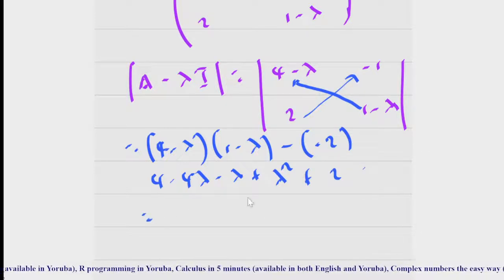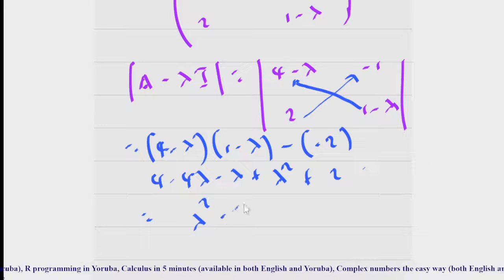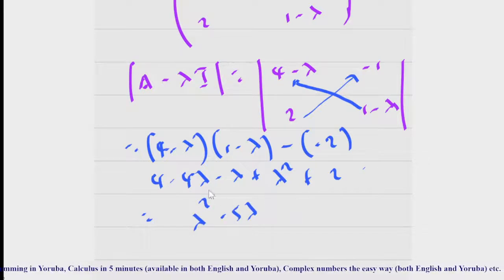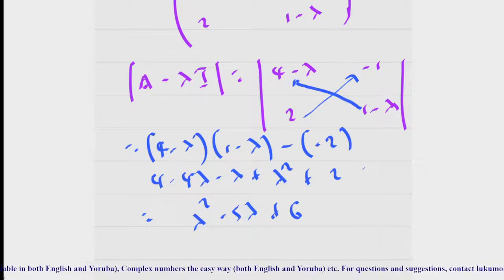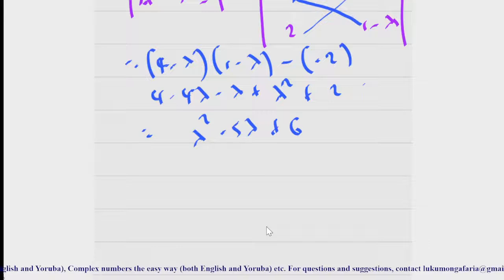So then if you collect the like terms, I'm going to have lambda square minus 5 lambda. I think this is 4 plus 2. 4 plus 2 will give me what? 6. So this is your what? Characteristic polynomial. You understand? So if the question asks you to find the characteristic polynomial, this is your characteristic polynomial.